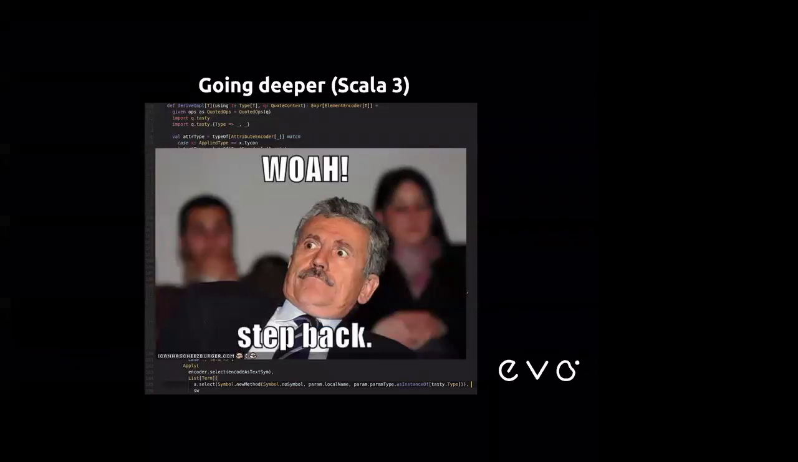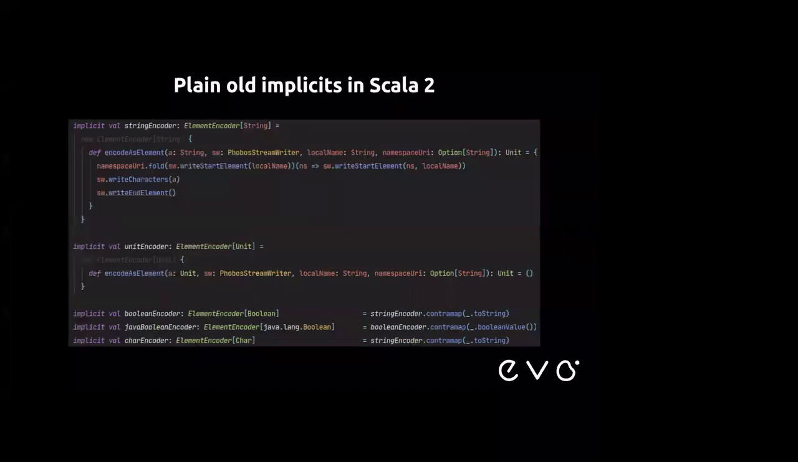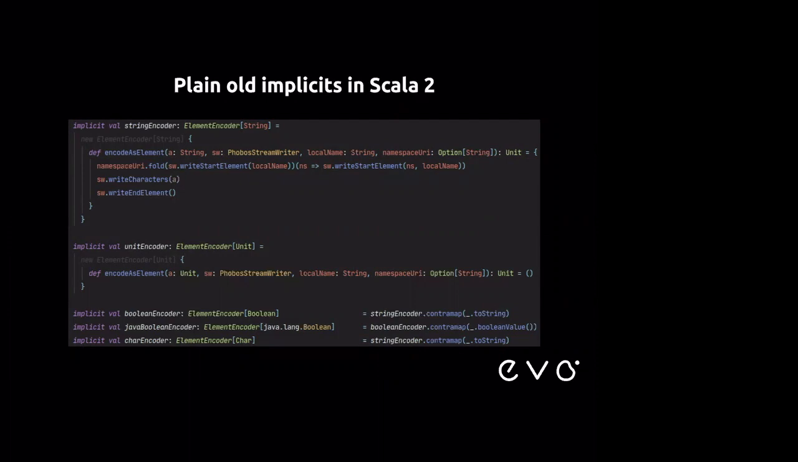We should cover some basic principles before we get started with the implementation of codecs in Scala 3. First, let's go back to the plain old Scala implicits. In this case, we have a few examples defining encoders for basic Scala data types, such as strings, booleans, characters, and so on. This is how it looks in Scala 2, and this is how it looks in Dotty.